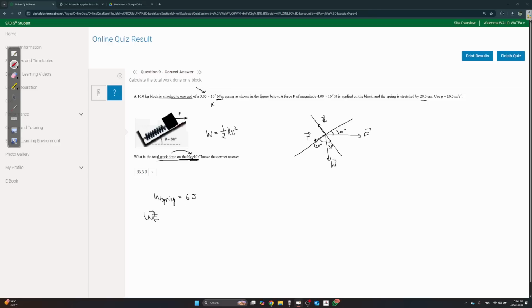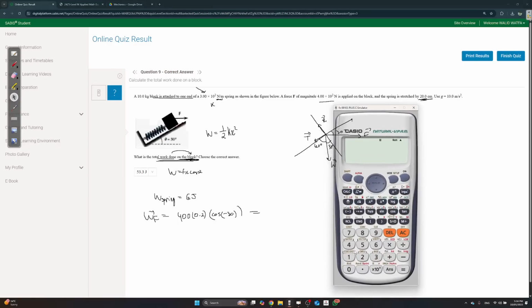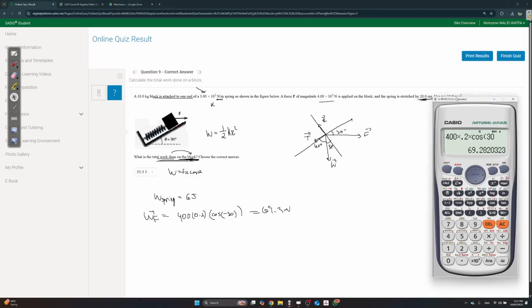Let's find the work done by the force F. We know that the force F is 4 times 10 to the power of 2 newtons, so let's just say 400 newtons. Remember, work is equal to F x cosine theta. The distance traveled is 20 centimeters, so 0.2, and theta is 30 degrees. It's with the positive x-axis, making 30 degrees. It might be negative 30 degrees, but you can just say cosine negative 30, it doesn't matter, you get the same answer. So the work done by the force is 400 times 0.2 times cosine 30, which is 69.3.